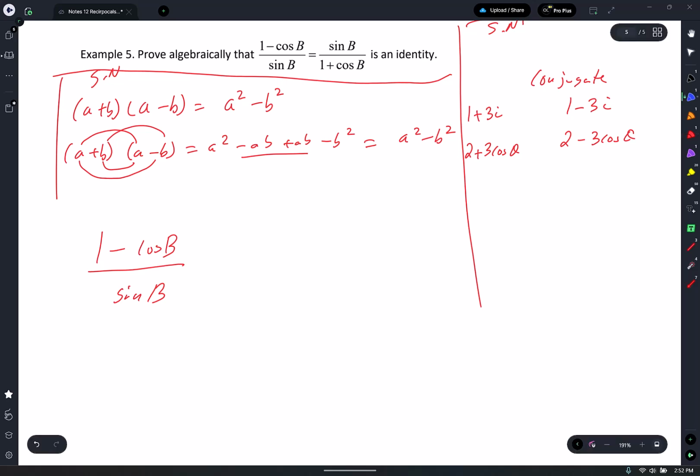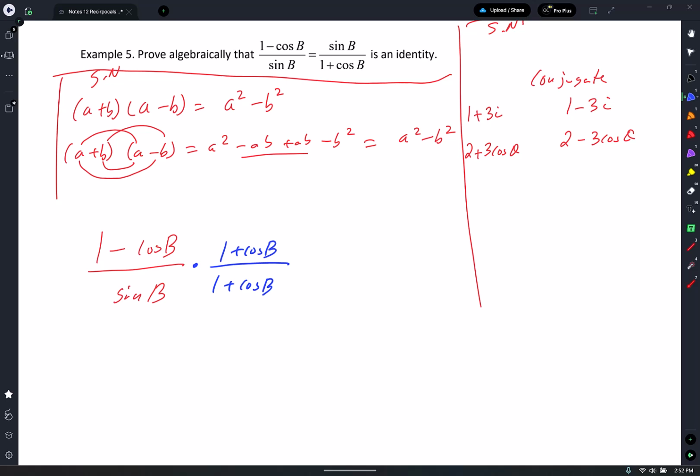Don't be a robot, because sometimes you guys are really good, and I don't understand. I think that you know what you're doing, but when I say, why did you do that? Like, I don't know, I'm looking at the notes. That's what you're doing here. You're multiplying by (1 plus cosine b) over (1 plus cosine b). Why are you doing that?